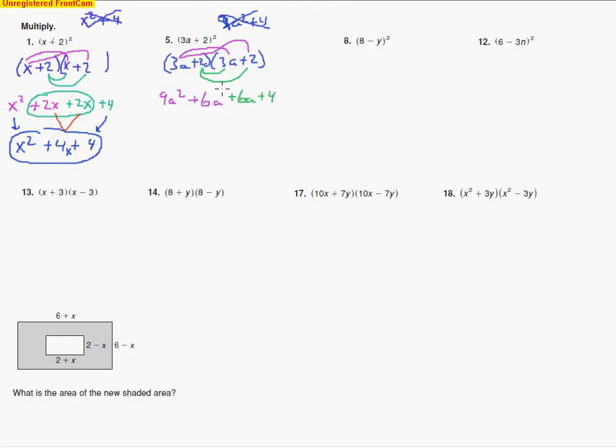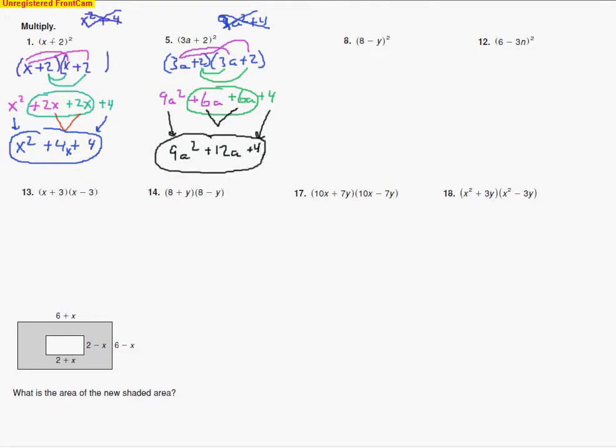So there it is again. This is the common theme that you're going to see when we're dealing with binomials being squared. Those inside and outside terms are exactly the same, so they add together. So we bring down the 9a squared, add those two numbers, that makes 12a, and then bring down the 4. And there's our answer.